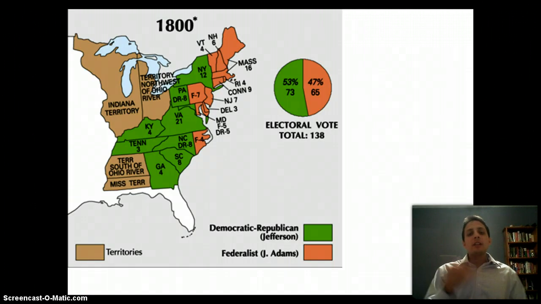And if you look at the electoral map, Jefferson wins a lot of the southern and western states, just like we had talked about.